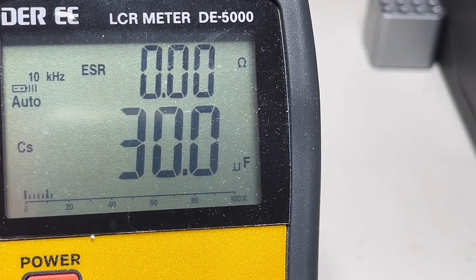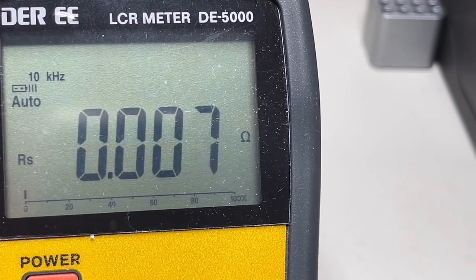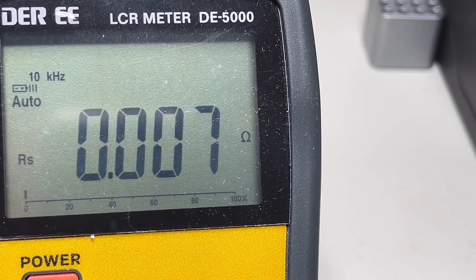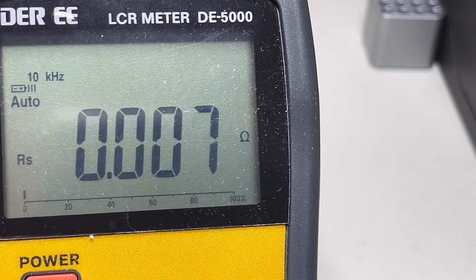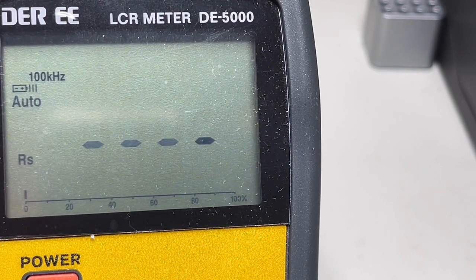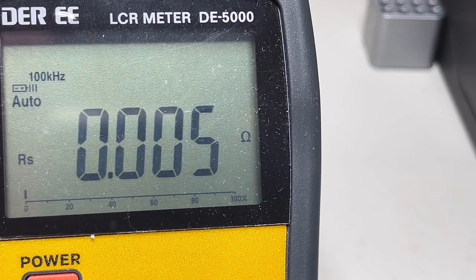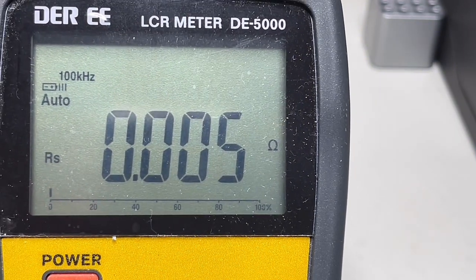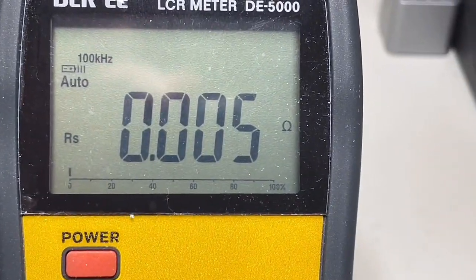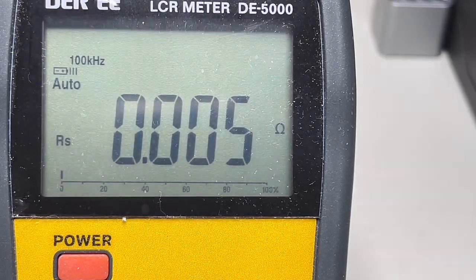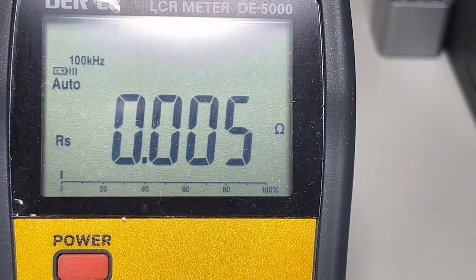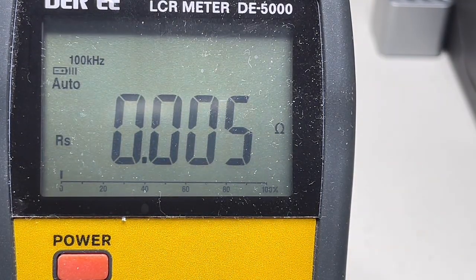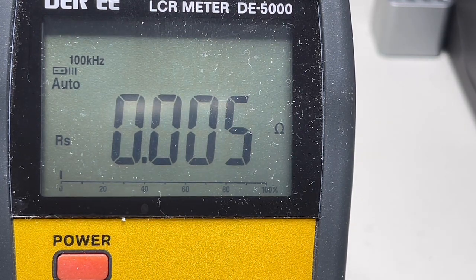So let's go back again to the resistance. We have 7 milliohms. And if I up the frequency to 100 kilohertz, 5 milliohms. Why is this thing flickering? Yeah, I don't know. It's the light. Is that better? No, like that. Yeah, let's leave it like that, probably. Yeah, so this is the 30 microfarad one.